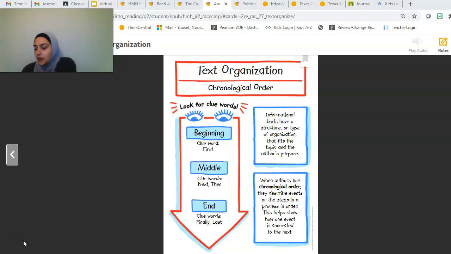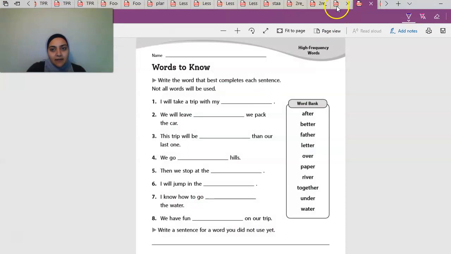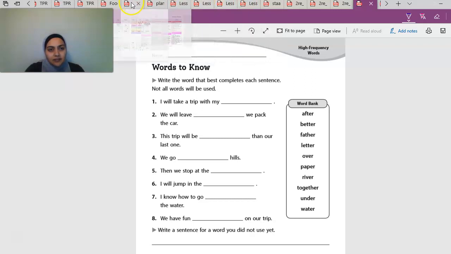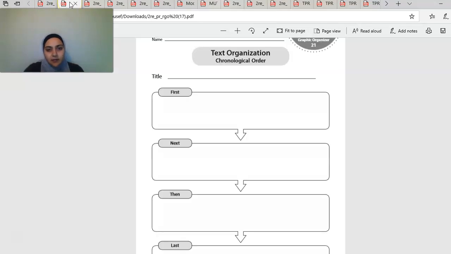All right. Before we get started, you're going to need your text organization chronological order reading graphic organizer 21. It looks like this. If you do not have it, then I need you to go get that. I have so many tabs open. Okay. It looks like this. Okay, so if you don't have it, you can go ahead and pause the video and go get it now.